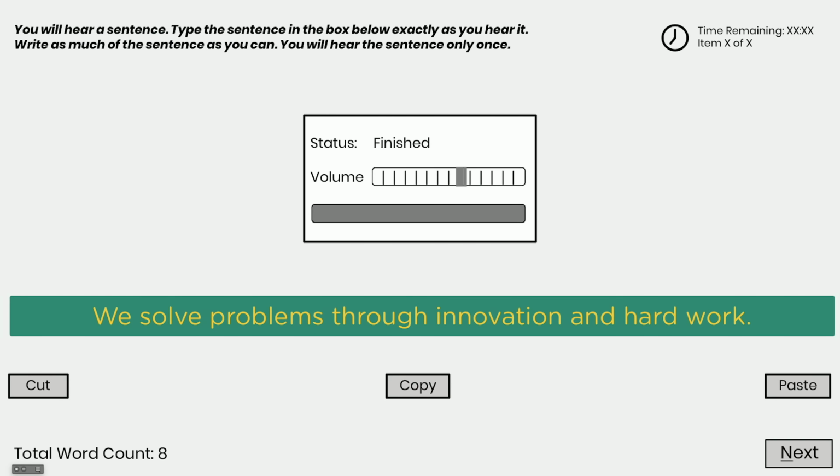Anyway, so the sentence that you just heard was, we solve problems through innovation and hard work. So that's what you should have written there. That is what the sentence looks like in its correct form. Simple as that. Well done. That's it. You've just done all 20 tasks of PTE Academic and you've had a good taste of the complexity, the challenge, hopefully for some of you, the simplicity of it.